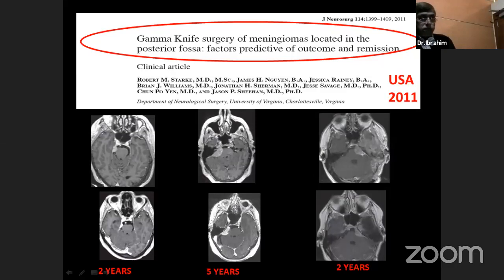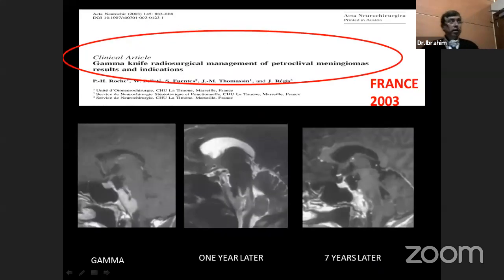Examples. Gamma knife, 2 years after. Oh, the tumor has shrunk, but it's still there. 5 years, tumor is still there. 2 years, tumor is still there. These are published papers from major centers. This is from Charlottesville, Virginia, which is considered one of the major centers of radiosurgery. France, by John Regis from Marseille. Gamma knife for this tumor causing pressure on the brainstem. Still they give it, gamma knife.